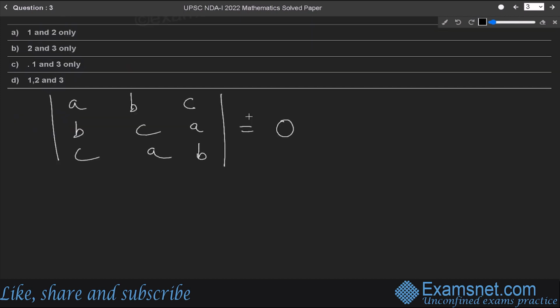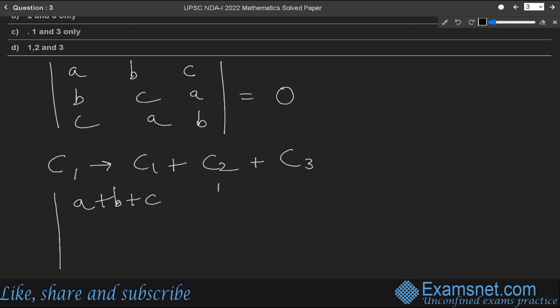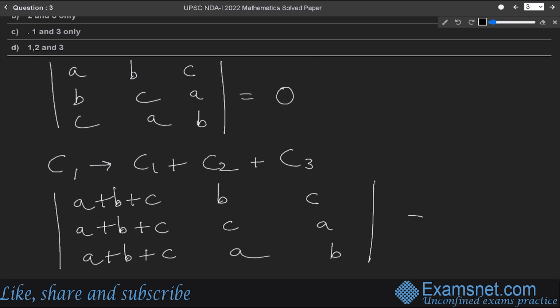Now we have to apply an expansion in this determinant in column 1. C1 tends to C1 plus C2 plus C3, which means that C1 is equal to C1 plus C2 plus C3. So after applying this expansion, we will get A plus B plus C, B, C, again A plus B plus C, C, A, and again A plus B plus C, A, B. It is equal to 0.